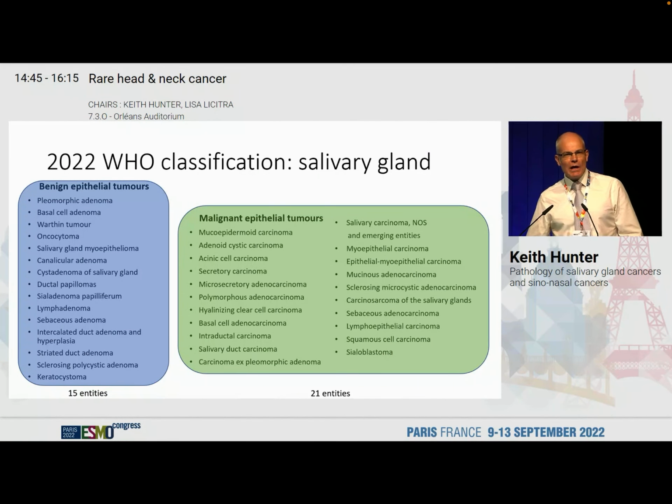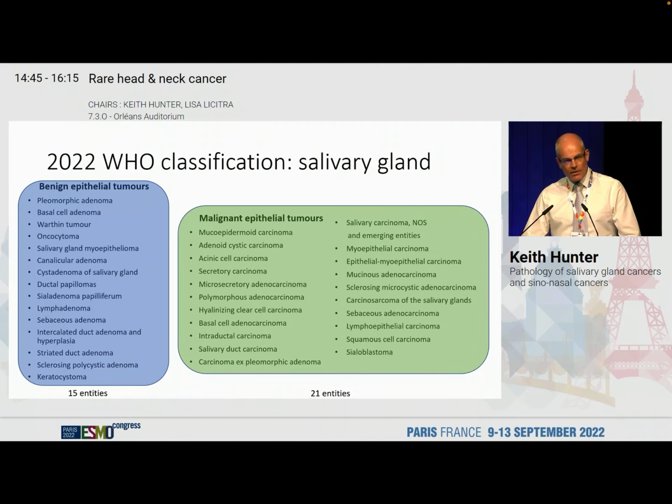Again, I'm sure you're very well aware that we are on the tip of a new classification of cancers of the head and neck, and that includes salivary gland tumours. So this is the 2022 classification of salivary gland tumours. Those of you who have been ahead of the game will, I'm sure, know that this is available online as a beta version, and we're anticipating the print versions at some point over the next couple of months.